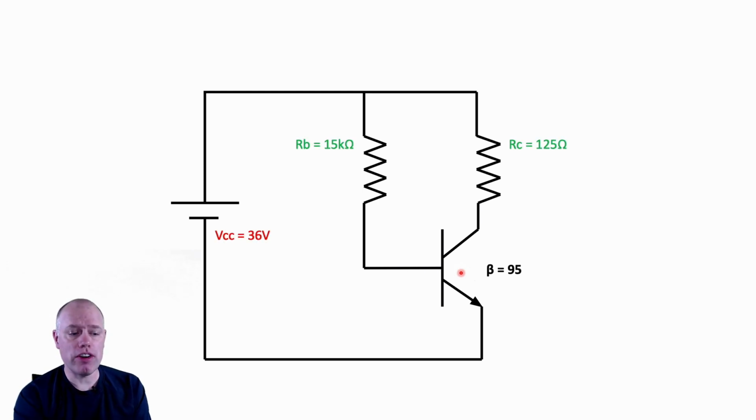So right now we're dealing with a 36 volt source. We've got an RB of 15,000 ohms, and then we've got an RC of 125 ohms. And in this case, our beta, or our amplification factor, is 95.